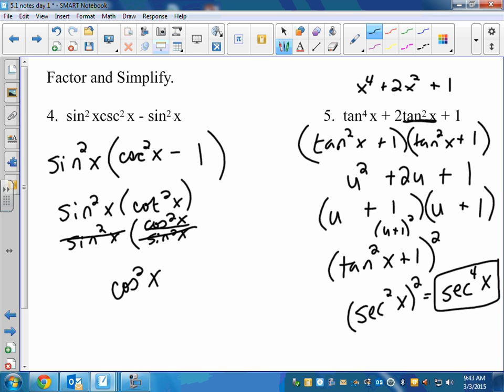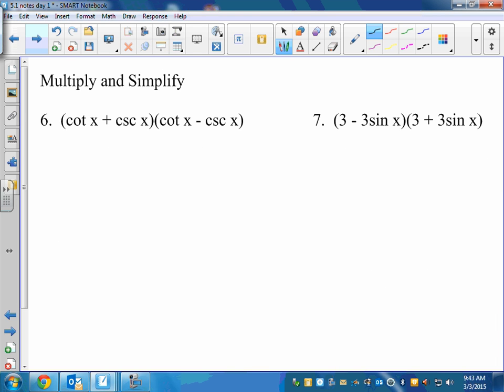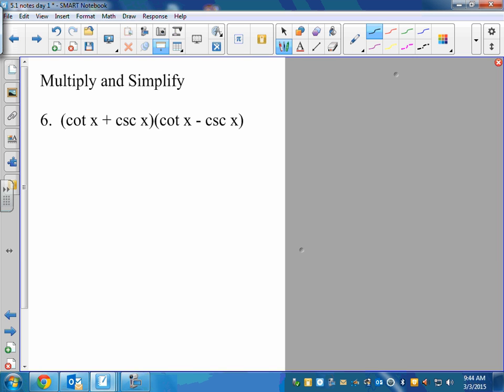Let's do some more. It's like never-ending problems today. So now instead of factoring, now they want us to multiply. It never ends.